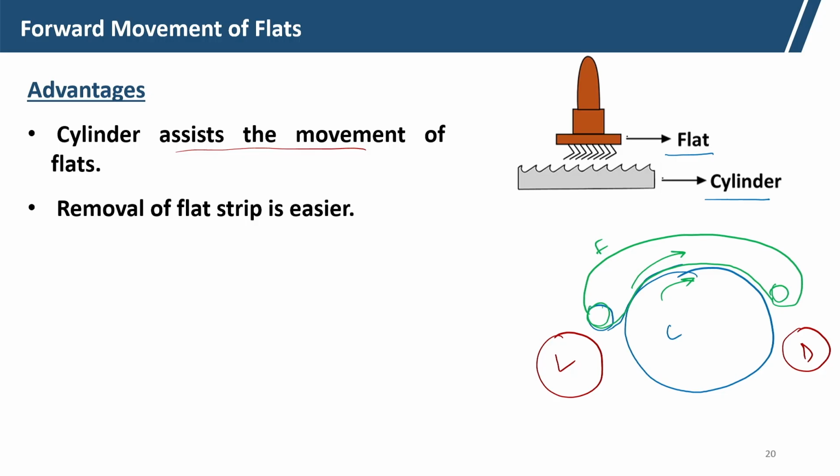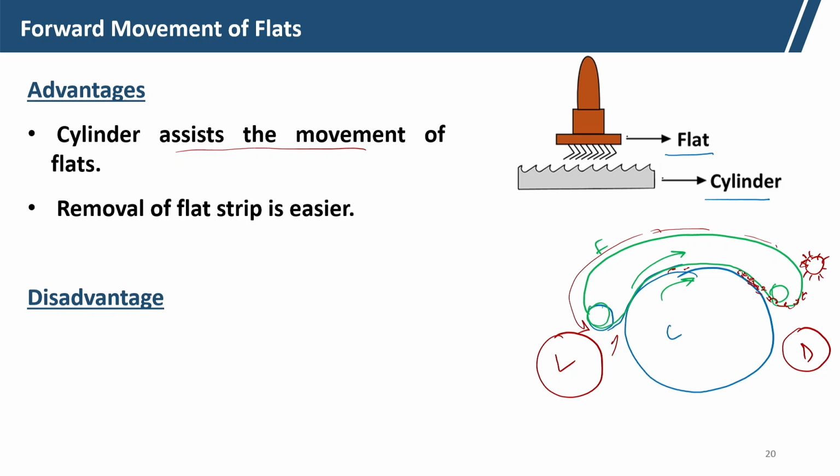Removal of flat strip is easier, because here the flat strips will be collected. The flat strip means whatever waste particles are there, short fibers are there, and from here we can remove them by the brush cleaner. So, we remove them from the flat surface, and we get a clean flat here, and it is presented at the initial zone, front zone.